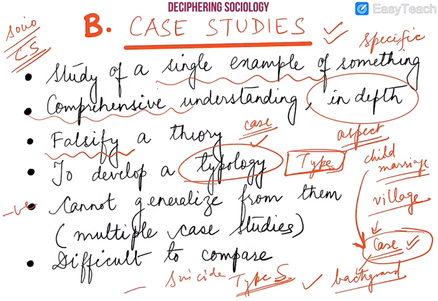Now what is the disadvantage? The disadvantage is that you cannot generalize from them. If you want to generalize, you will have to go for multiple case studies. You cannot generalize from one particular case study. Also, another disadvantage is that suppose you have conducted a case study, then it will be difficult to compare the findings of your case studies with that of mine. You might have made different observations and I might have made different observations. So comparing 2 case studies by 2 different researchers is difficult.